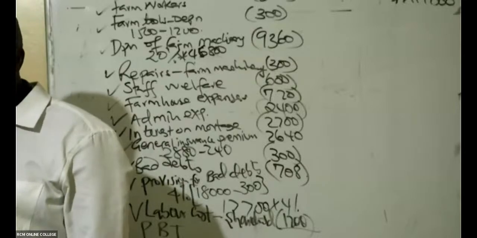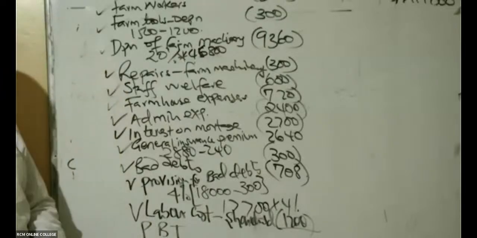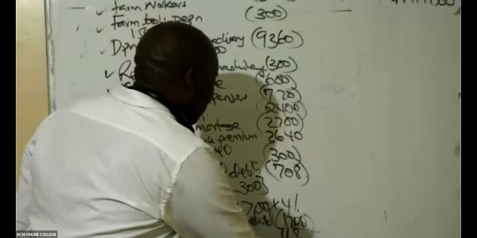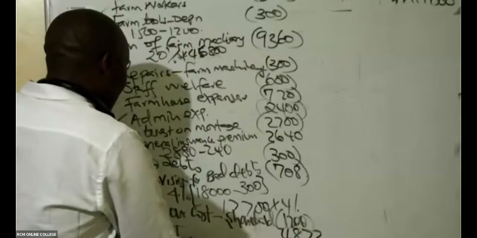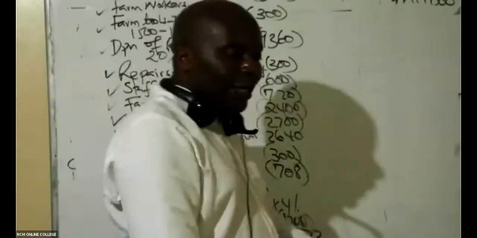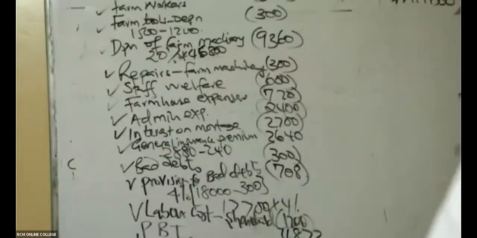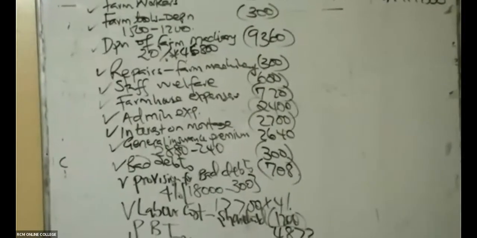4872, Kibisu Joanne. Do we have any other person who can confirm 4872? Thank you so much. How I wish this camera of mine can come down further. Profit before tax is 4872. Now you come and less tax here. Please go ahead and less taxation.